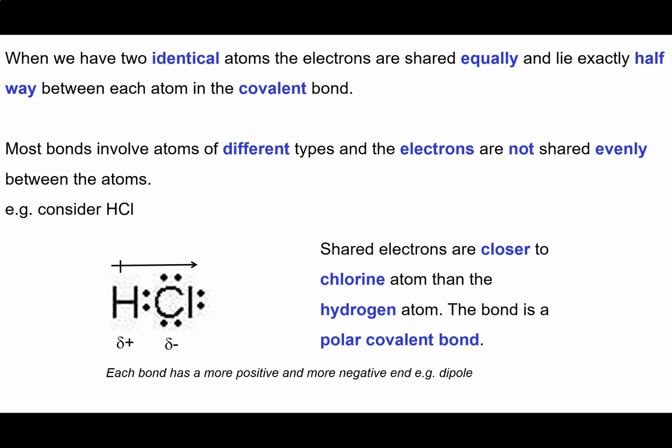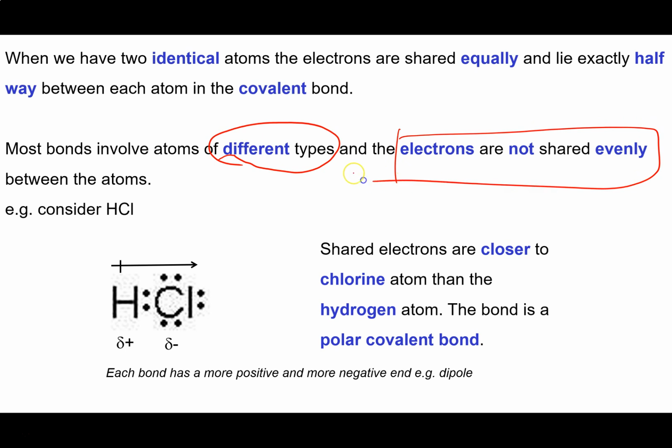However, most of the time, most bonds don't involve identical atoms, but rather involve different types of atoms. And what will happen is that the electrons are not shared equally and will sit closer to one atom than another. So, for example, in the hydrogen chloride molecule, the electrons sit a lot closer to the chlorine than they do to the hydrogen. That is, the chlorine gets a greater share of the electrons than the hydrogen does.